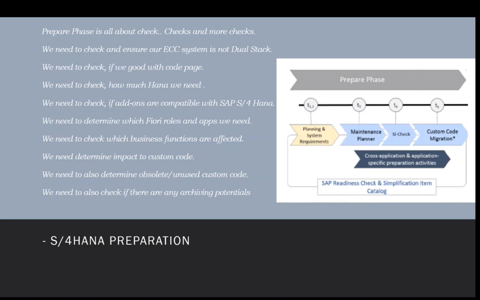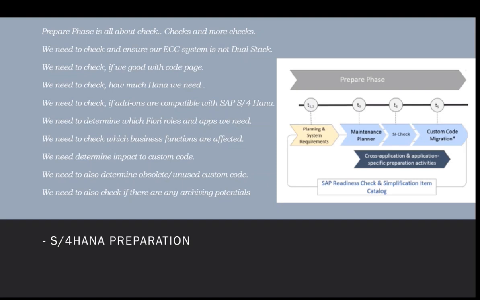The conversion is divided into different phases. On my screen, you can see some prerequisites we have to check before starting the conversion of ECC to SAP S/4HANA. First of all, the system should not be a dual stack system. It means that ABAP and Java should not be clubbed in the same system. They need to be split before starting the conversion process.